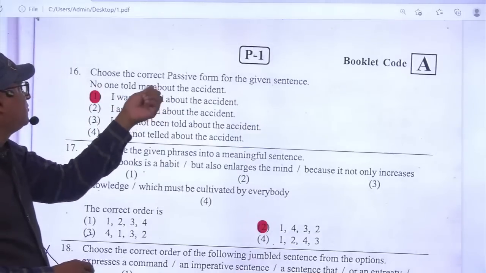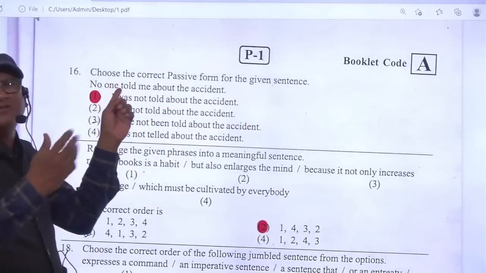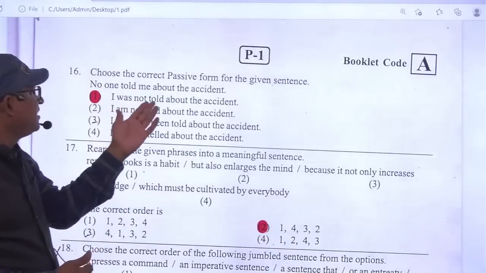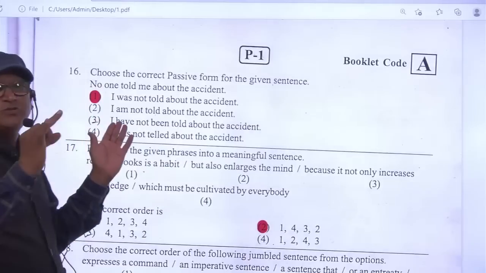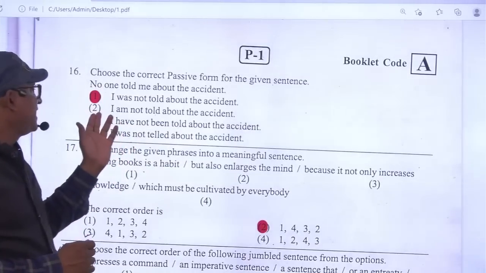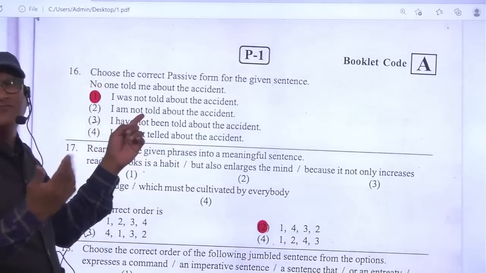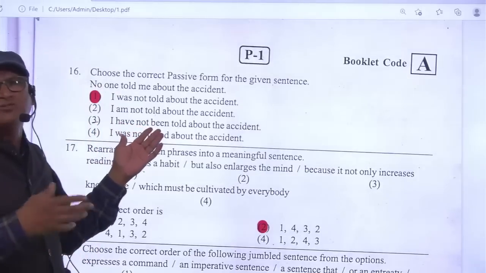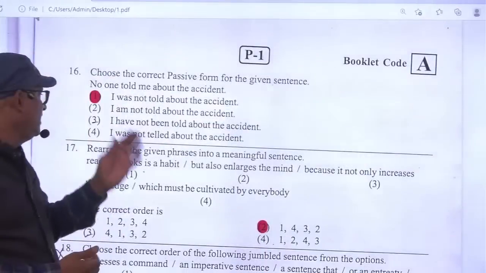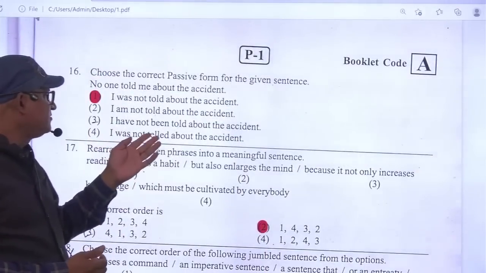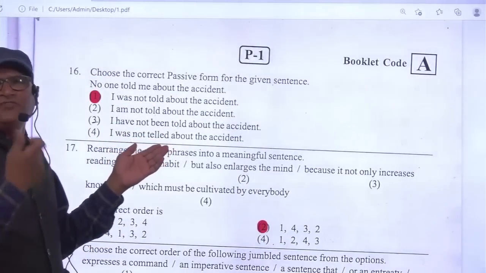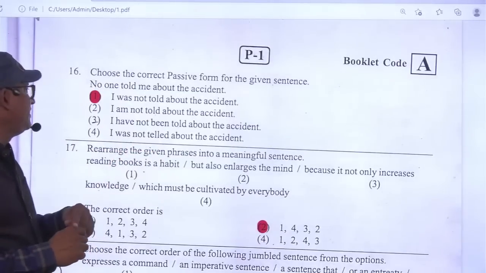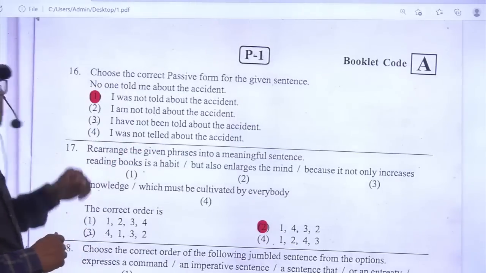The accident. Of course, this is nothing but a negative sentence in the past tense. That's where one is the appropriate answer. I was not told about the accident. Why do the remaining 2, 3, 4 commit errors? Because the second one, I am not, belongs to the present negative statement, that is wrong. And the third one, I have not been told, belongs to the present perfect tense of a negative statement, that was wrong. And the fourth, I was not told, there is no such form. Absolutely an error, that's why one is the right option for question number 16.